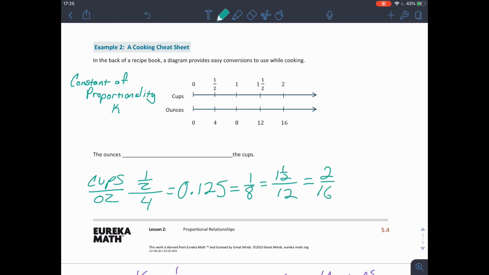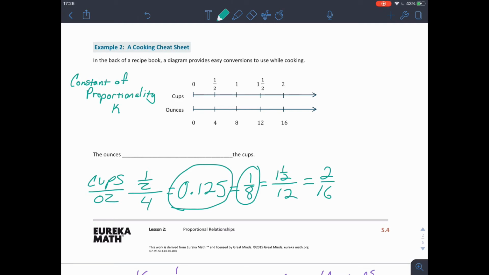So we can find that constant of proportionality, which we can either write as our unit rate of 125 thousandths, or we can write it as the fraction here that's in simplest form already, which is 1/8. So the ounces are proportional to the cups. Now, you can use what you know about equivalent fractions to look at these pairs of numbers and see if they're all equal to each other.